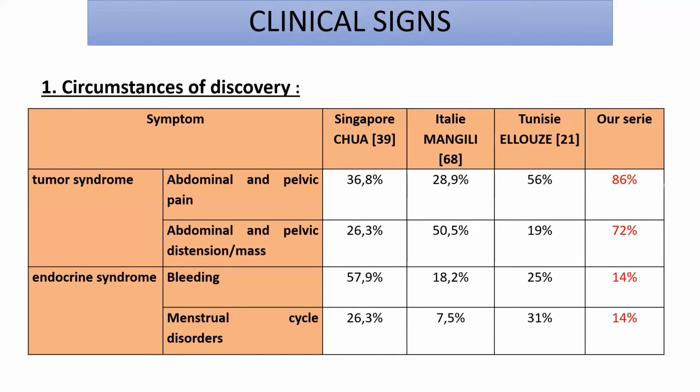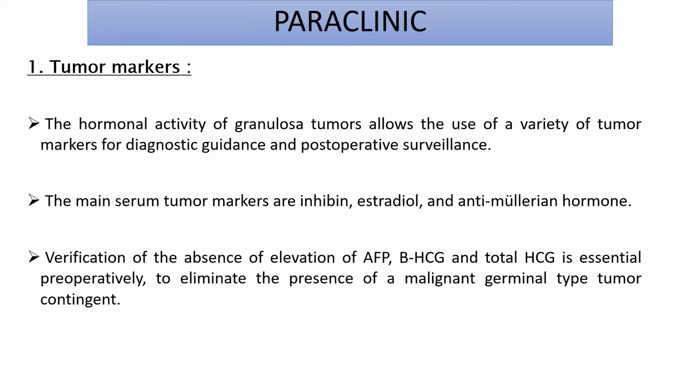Concerning the age, patients with borderline ovarian tumor are generally younger than women with epithelial ovarian cancer. The mean age of our patients was 36 years. In other series, the average age varied between 19 and 60 years.